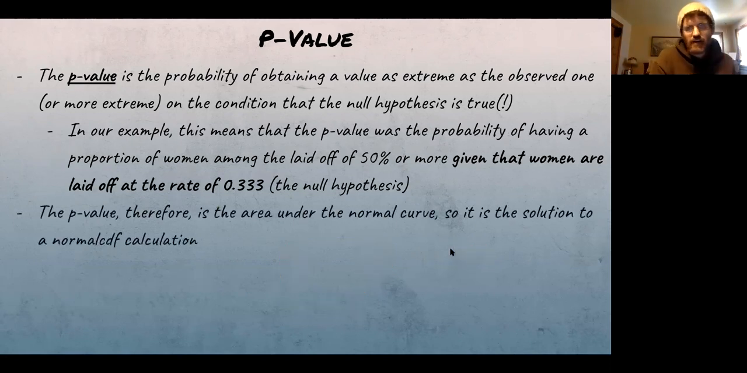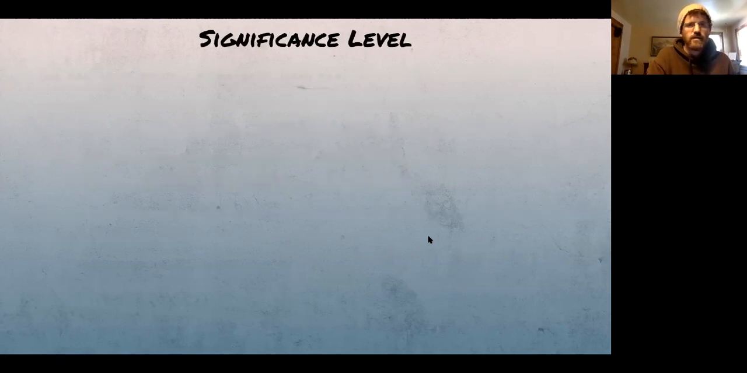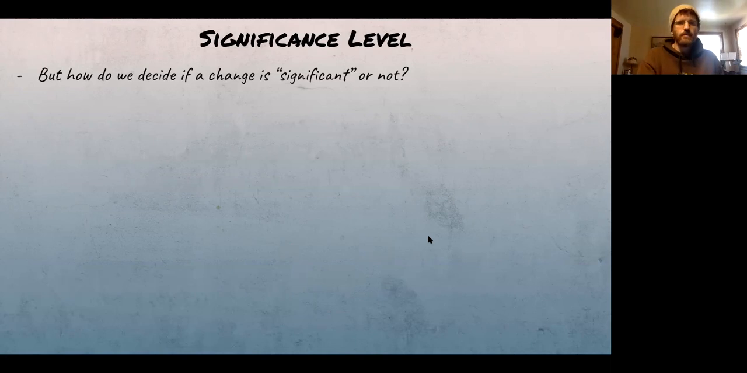The p-value is the area under the normal curve that we'd expect. So it is a solution to a normal CDF calculation. We're not doing those today, but we will do that tomorrow. And now we get to the last important concept, and I'm going to be reinforcing what a p-value is over and over again, and we'll see what that means in specific context.